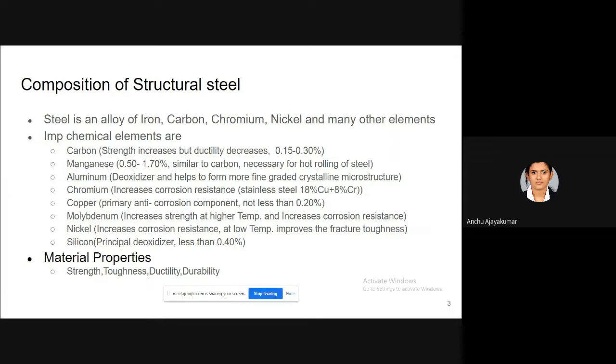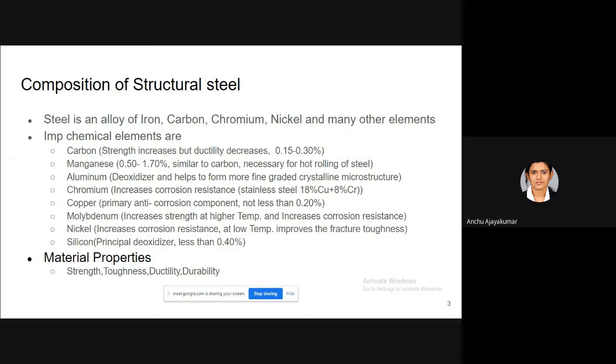Next one is the general properties of a material. For any material, we have different properties. For structural steel, we define its strength, toughness, ductility, and durability. So what is strength? We provide steel as reinforcement, and we provide it for its tensile strength. So strength in structural steel means tensile strength itself. It increases with increased hardness of the material.